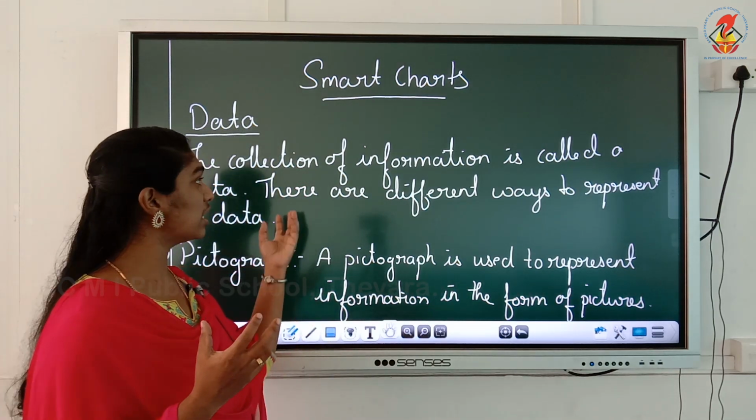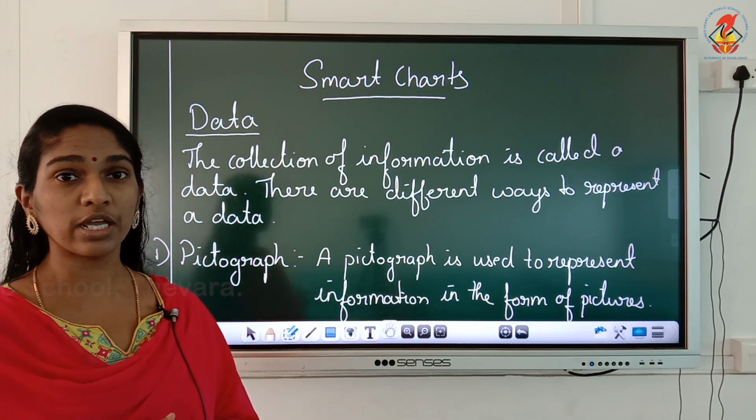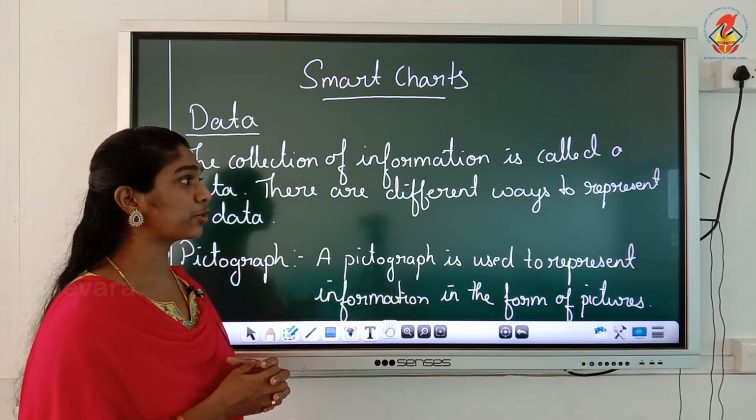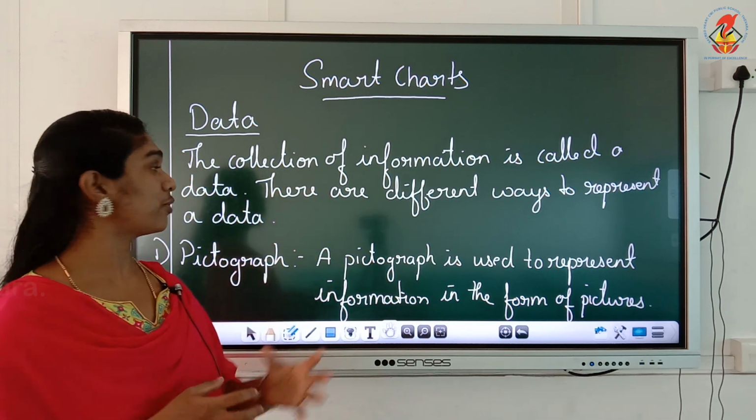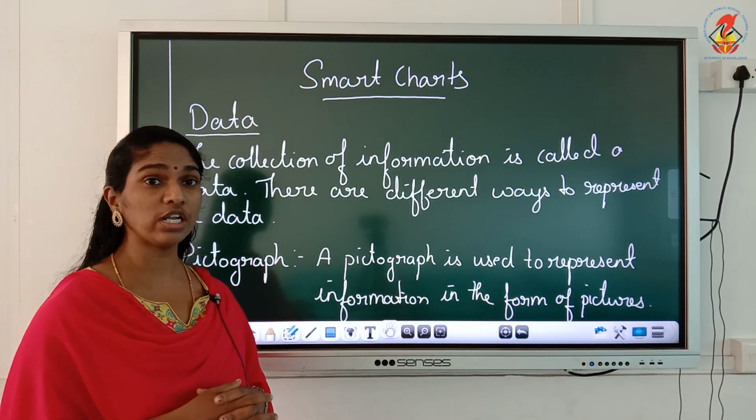Now before learning how to represent, first you have to know what data is. Data is a collection of information. You collect information on some particular matter or some topic. A collection of information is called data.